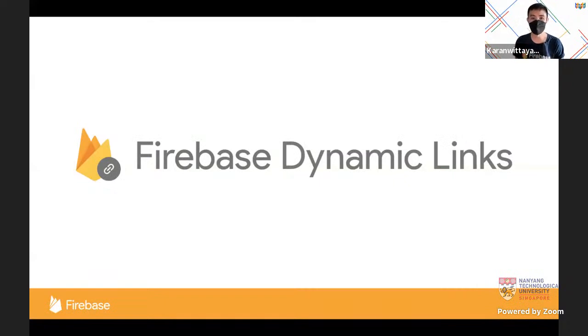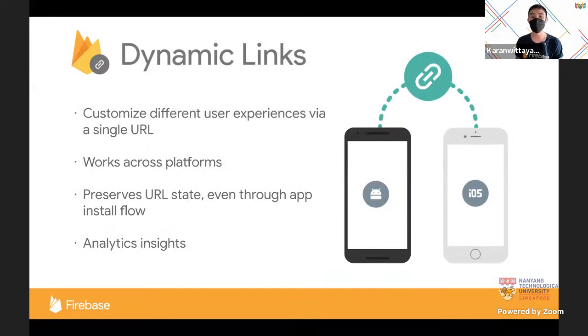Go to the last one, Firebase Dynamic Links. Firebase Dynamic Links is a service that helps you customize different user experiences via a single URL. So you can create the URL via Firebase Dynamic Links in the Firebase console via the website, or you can write a program to create the link. When people click the link, you can grab the stats to Google Analytics for Firebase, sorry, and the link is really clever.